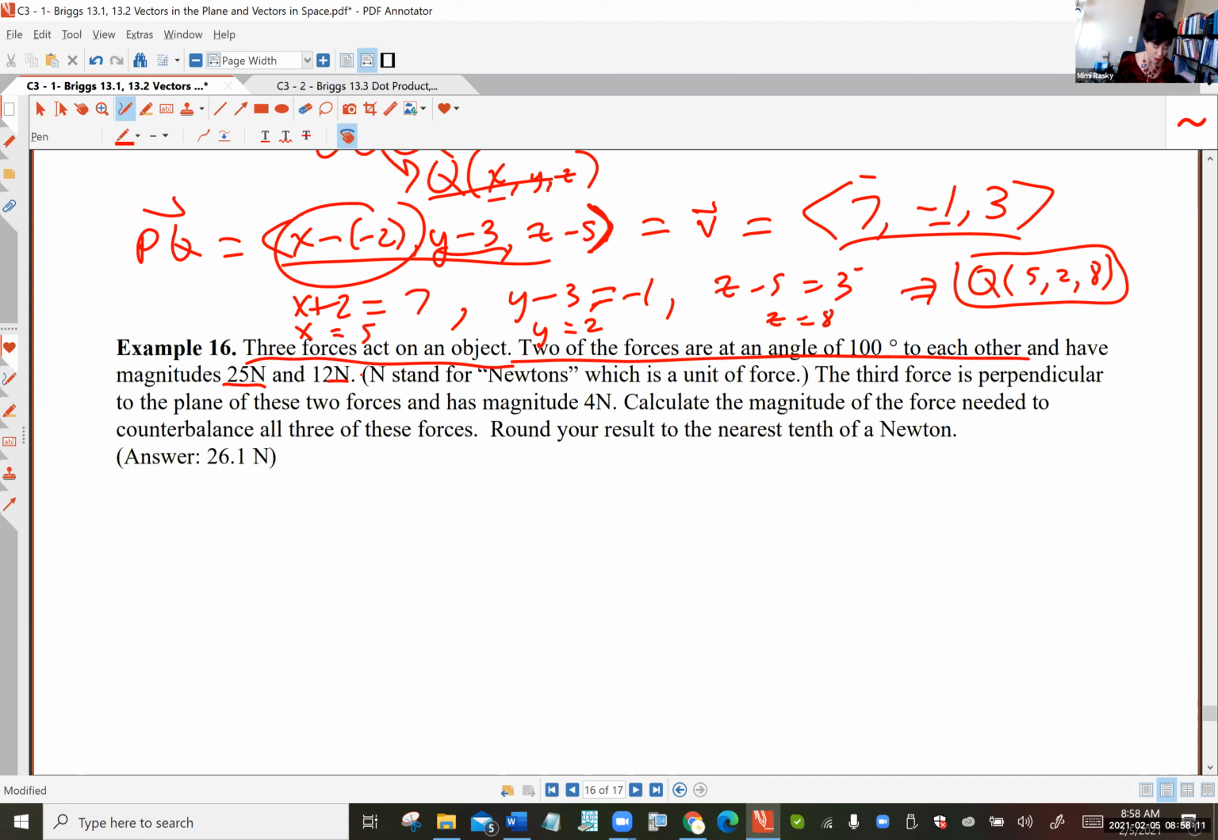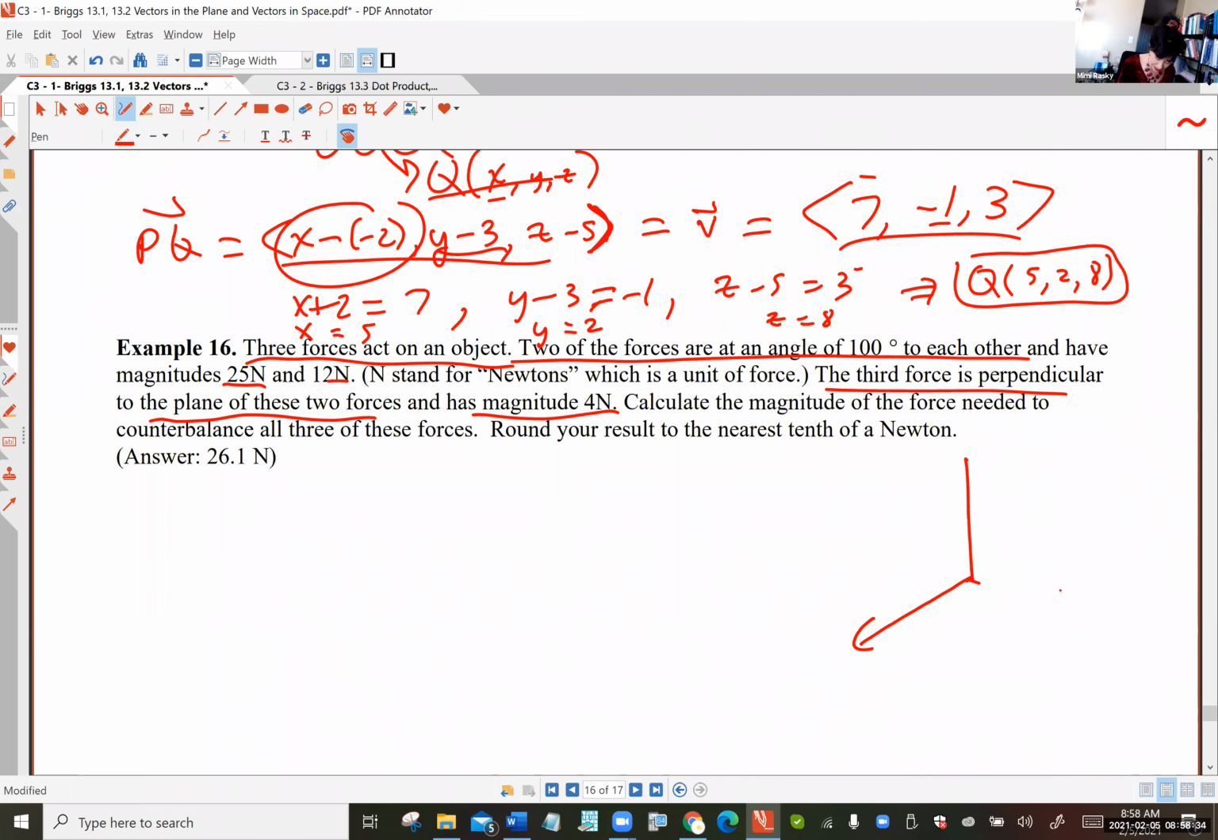Okay, that's the unit of force. Now, the third force is going to be perpendicular to the plane of these two forces, and its magnitude is 4 newtons. Now, I'm going to try to draw this in 3D, and then look at the plane and go back to 2D. So here's the plan. Here's 3D.